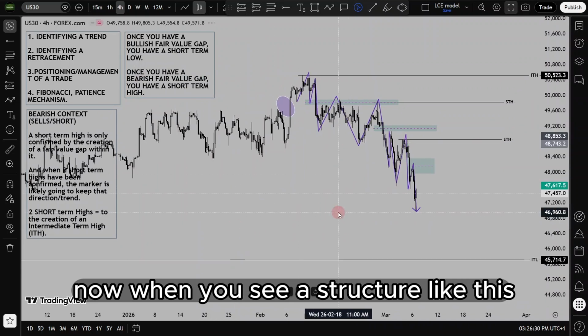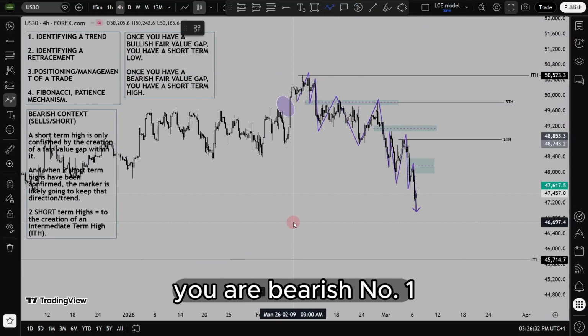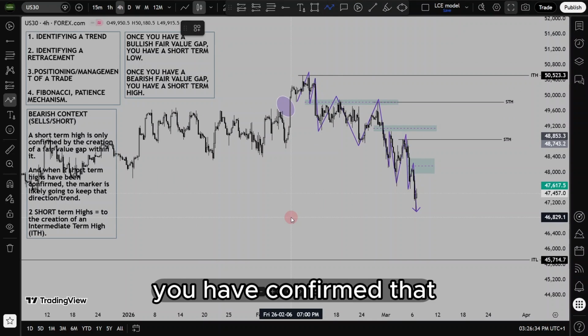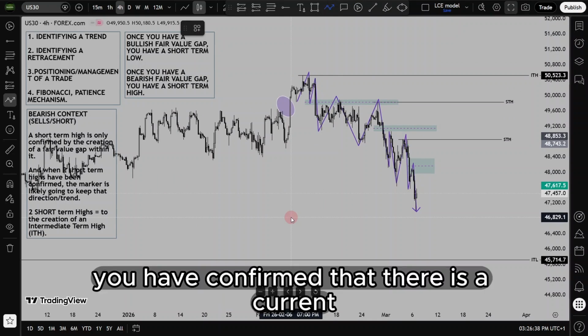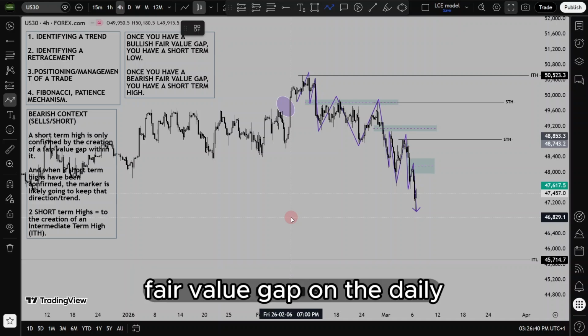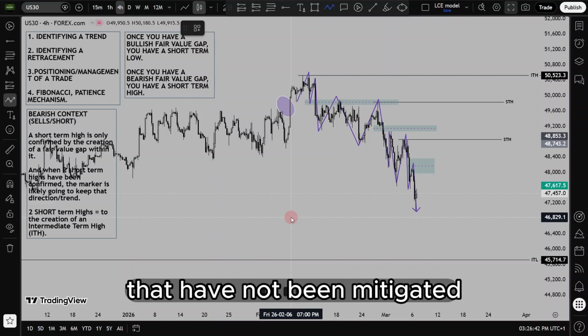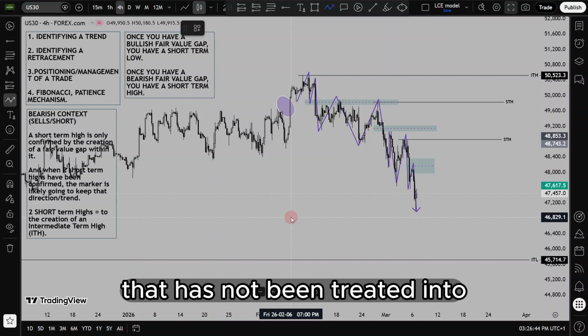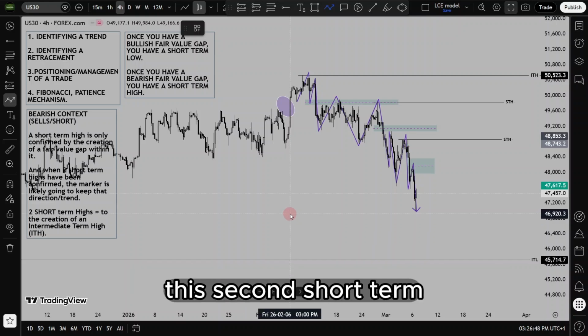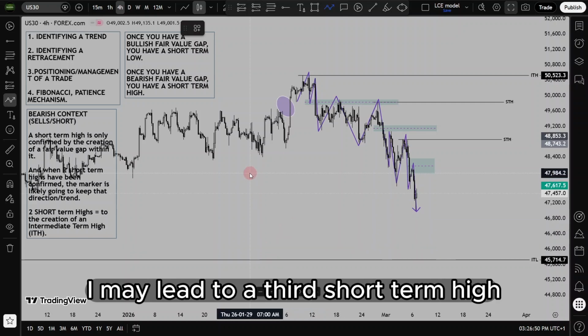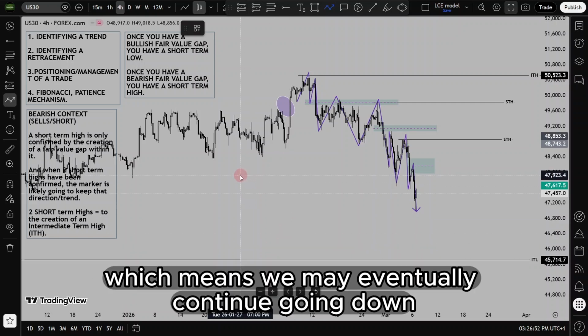Now, when you see a structure like this, you are bearish. Number one, you have confirmed that the daily has two short-term highs. You have confirmed that there is a current fair value gap on the daily that has not been mitigated, that has not been traded into. Then what do you do? You understand that okay, this second short-term high may lead to a third short-term high, which means we may eventually continue going down.